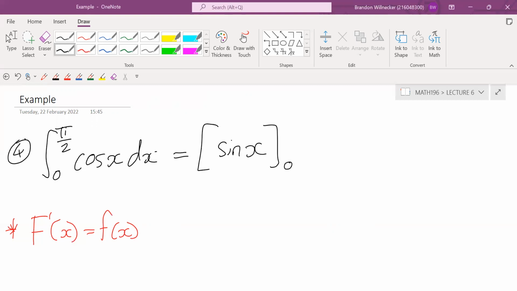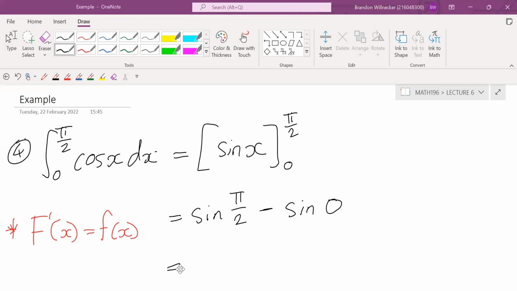Okay, and then we need to evaluate this between 0 and pi/2. So we have sine of pi/2, which is the antiderivative evaluated at the upper bound, minus sine at 0, which is the antiderivative at the lower bound.